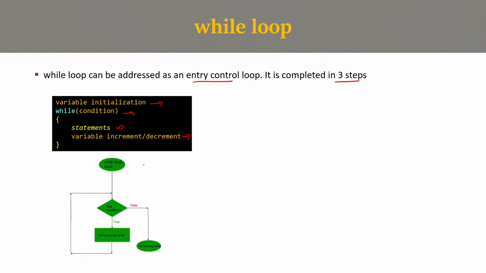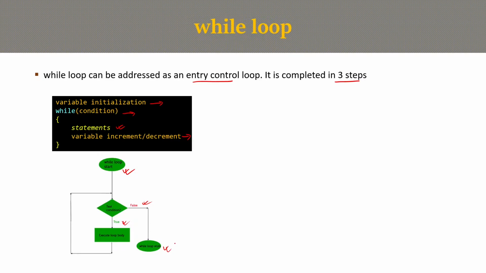Now let us see this flowchart to understand how this while loop is executed. In the beginning, the while loop starts, right? After this while loop starts, we go to the test condition. In this test condition, we check whether it's true or false. If it's true, then it will execute the loop body and it will again run. But if it's false, then this while loop will end.